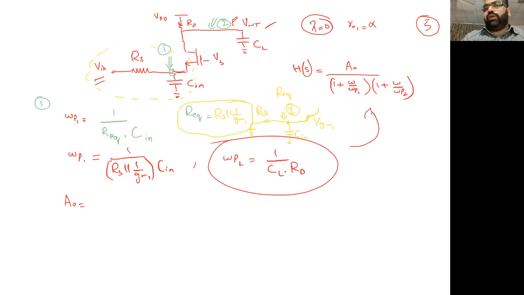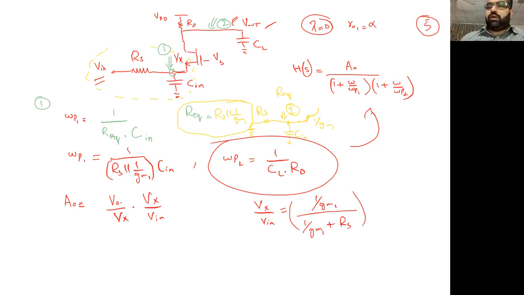It's a common gate configuration, so we can find out the gain. Let's say this point is Vx. So my V out over V in will be equal to V out over Vx times Vx over V in. I say this node 1 is V in. So what is my Vx by V in? The Vx by V in is simply voltage division happening. Again, 1 over GM1 divided by 1 over GM1 plus RS.